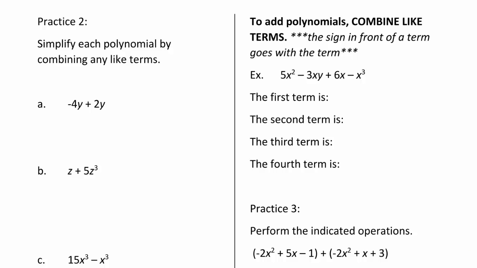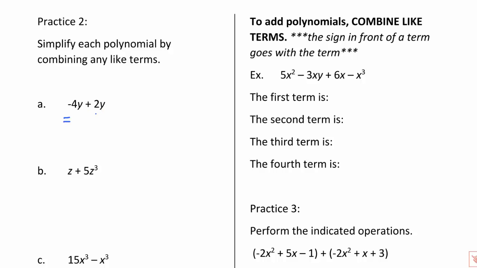So if we look at A here, we want to determine negative 4y plus 2y if it can be simplified. To do that we want to identify any like terms. Well, we have negative 4y and we have positive 2y. The question is are they like terms? The answer is yes, because they each have the same variable, that's y, each raised to the exact same exponent, which is 1. So these two are in fact like terms.